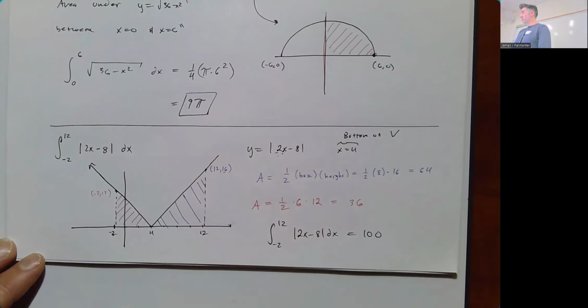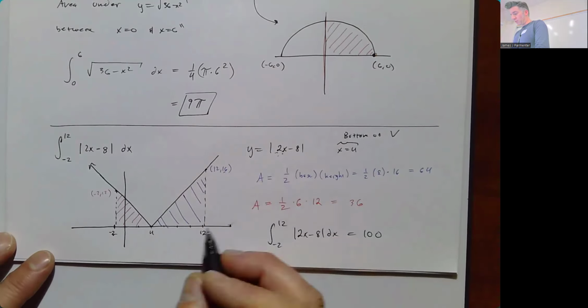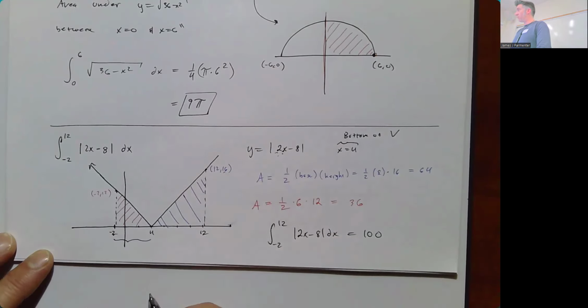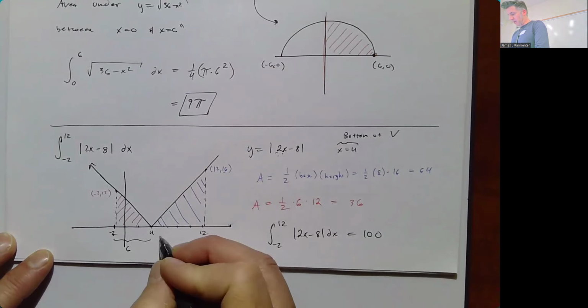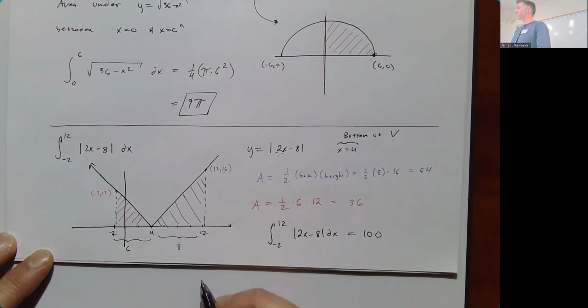So where did you get the 6 at the bottom? The 6, the area of the red triangle? Oh, sure. So the difference here between -2 and 4 is 6. And the difference here between 4 and 12 is 8.